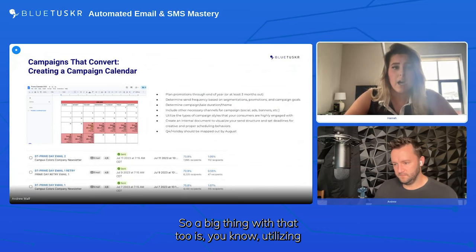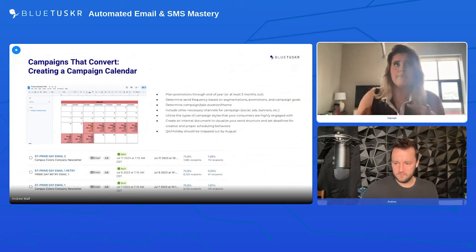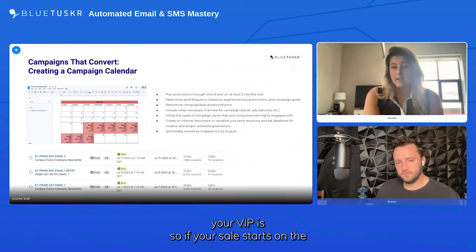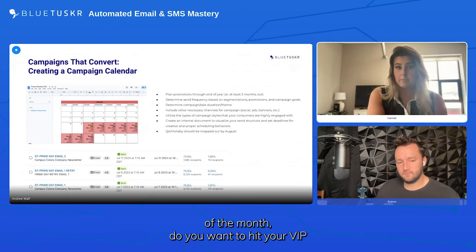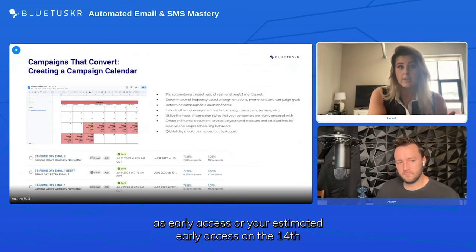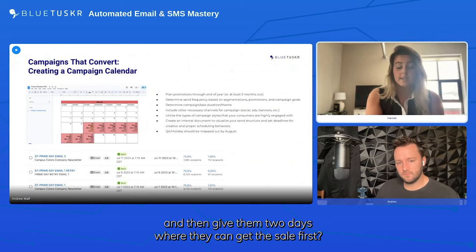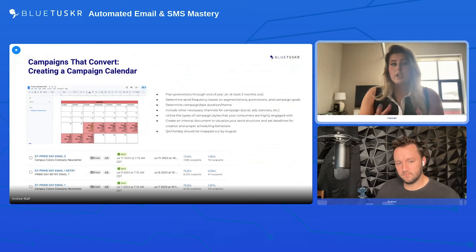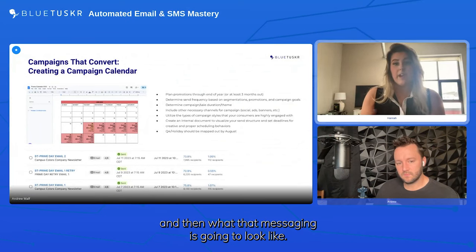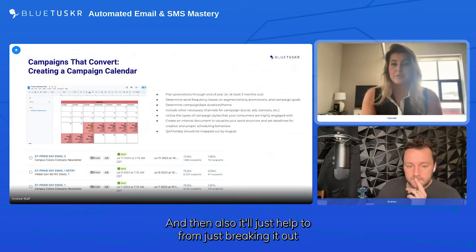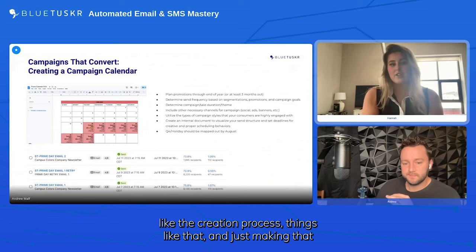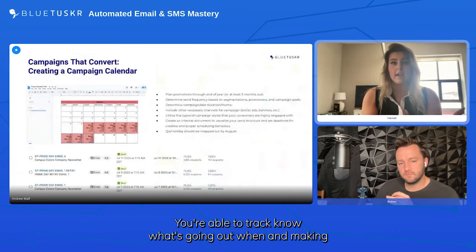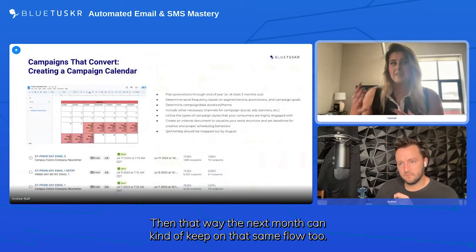So a big thing with that too is utilizing segmentation. Like what we spoke about earlier, your VIPs. If your sale starts on the 15th of the month, do you want to hit your VIPs or your SMS early access on the 14th and then give them 2 days where they can get the sale first? Your potential purchasers, are they going to get different emails versus your engaged 90? Establishing who you're going to contact when and what that messaging is going to look like will also help with the creation process, and make sure that from an overall campaign strategy and the duration of it all, you're able to track what's going out when, and make sure it's on a good cadence. Then the next month you can keep that same flow too.